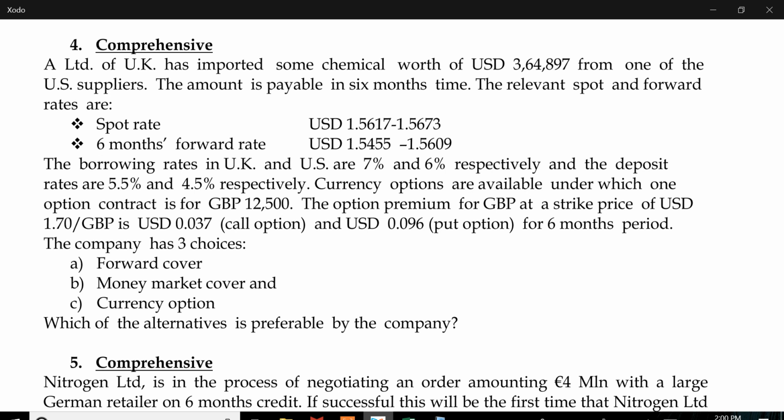Now write: the company should enter into 17 contracts of GBP 12,500. Full stop. It has to sell GBP, and hence it should enter into a put option. Any doubts on this?